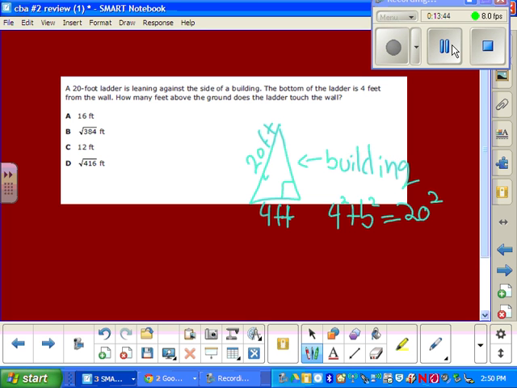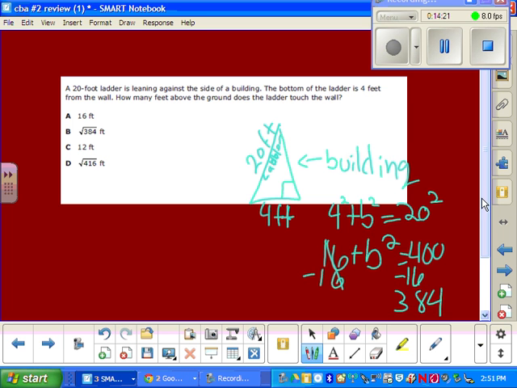So we're going to use the Pythagorean Theorem. A squared plus b squared equals c squared. And so that means 4 squared plus b squared is equal to 20 squared. 4 squared is 16. So 16 plus b squared is equal to 400, which is 20 squared. And so to solve for b squared, we're going to subtract 16 from both sides. So 16 minus 16 cancels out. Subtract 16 from 400, which gives me 384.